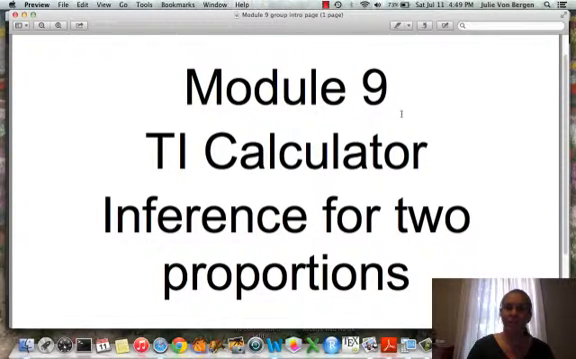Hi everyone, this is a video from Module 9, group work, on how to use the TI calculator to do inference for two proportions. I'm going to go through how to do the calculations on page 174 and 176. You'll still have to make sure you work through setting up the hypotheses and explaining the data collection parts.